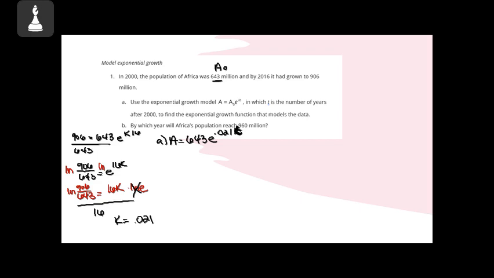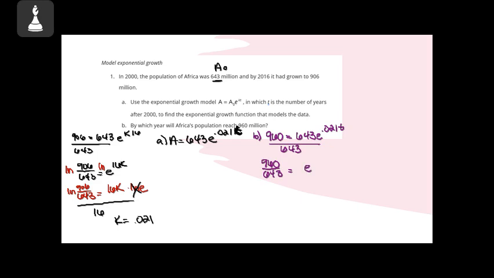Now, for B, they want us to solve for t. When does the value of the population reach 960 million? So for B, they want to know when do we hit 960 million? So 960 = 643e^(0.021t). We'll do those same steps again. Divide by the initial value, 643. This is not going to reduce, so I'm going to leave it in fraction form.